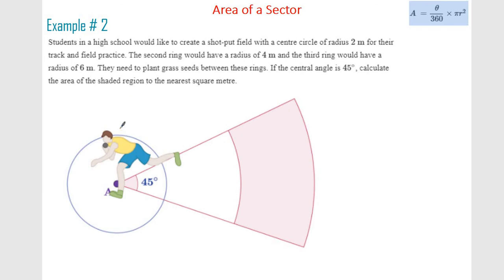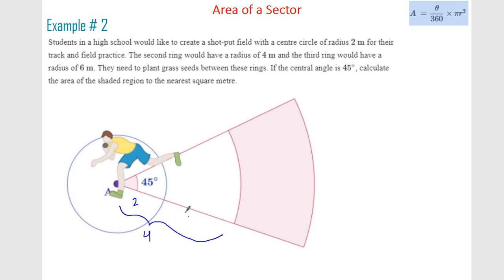All right, next example. Here we have an application problem. We're going to create a shot put field. It starts with a circle with a radius of 2. So from here to this edge of that circle is 2 meters. And the second ring would have a radius of 4. So from here to here would be 4.